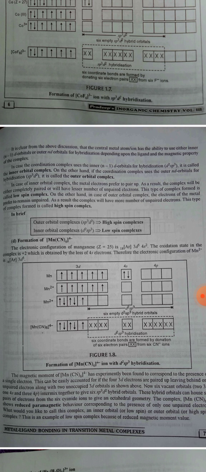As a result, the complex will be either completely paired or will have a lesser number of unpaired electrons. This type of complex formed is called low spin complex. On the other hand, in case of outer orbital complex, the electrons of the metal prefer to remain unpaired. As a result, the complex will have more number of unpaired electrons. This type of complex formed is called high spin complex.